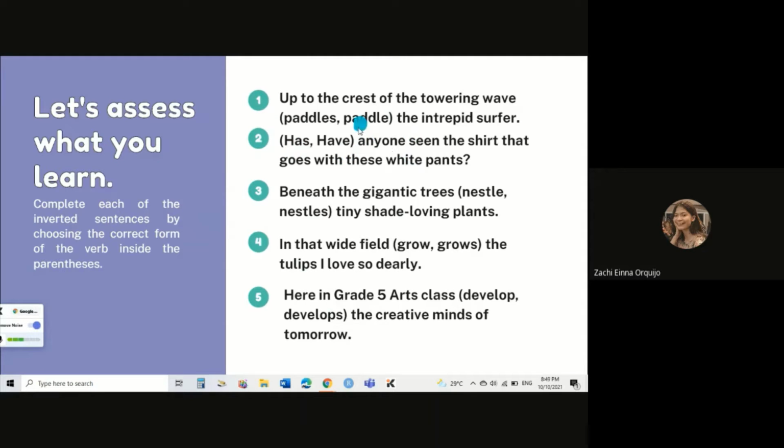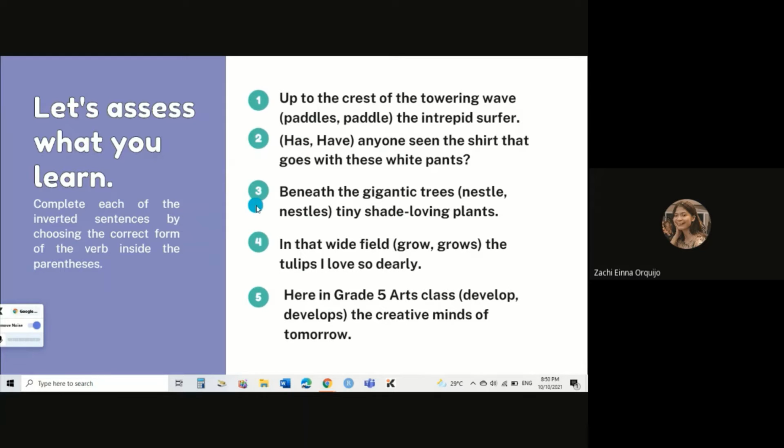So our subject is anyone. So ang anyone ay singular. So ano ang singular dito sa dalawang ito? So the correct answer is has. So, has ay singular. Ginagamit natin tong verb na to kung singular ang subject natin. Kung have naman, ginagamit natin to kapag plural yung subject. Because anyone is a singular subject, the correct answer here is has. So, has anyone seen the shirt that goes with these white pants? So, that's the correct answer.